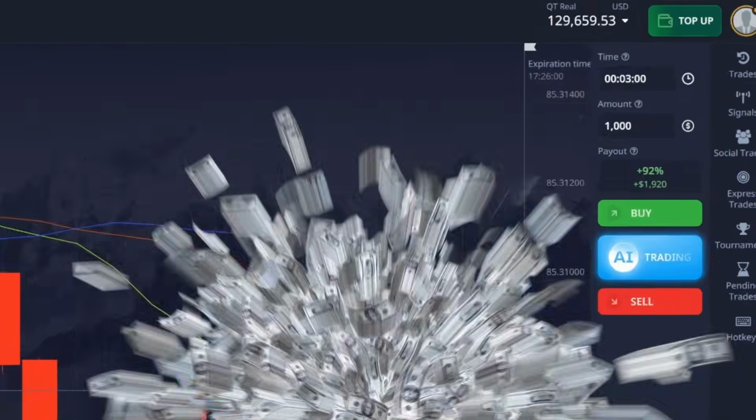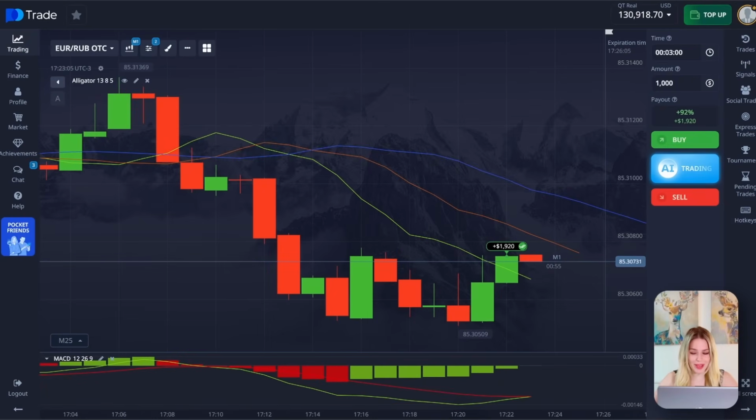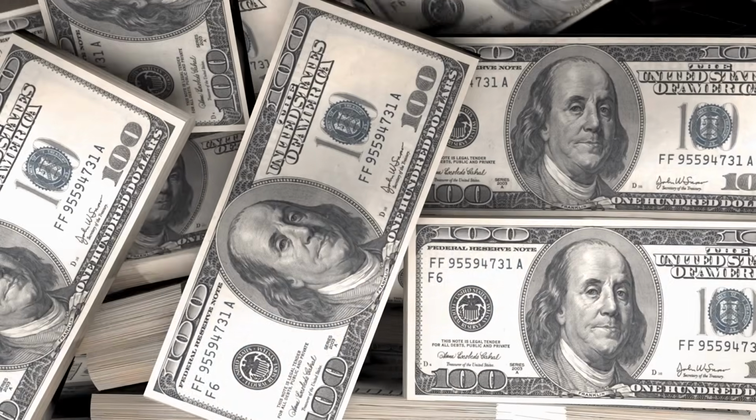Plus $920. At the beginning of the trade, in the first minutes, we had a price reversal and the candles changed their color from green to red. The price didn't go too far from the initial entry point. According to the MACD indicator, almost at the end of the trade, there was an intersection of two moving averages.